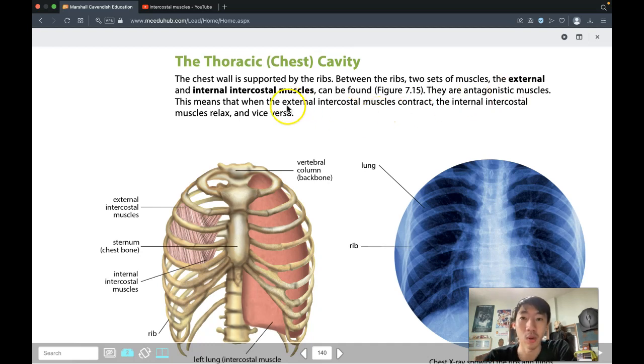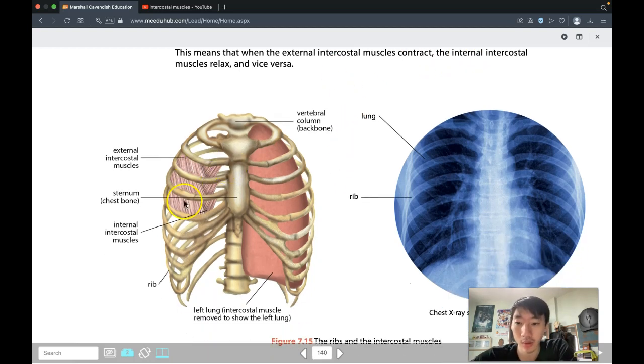Okay, so that's what they say here. When the external intercostal muscles contract, the internal intercostal muscles relax. Okay, so just remember, external is versus internal. External is opposite from internal. Let's look at a picture. So here we see the lungs surrounded by the rib cage. Okay, and all these ribs, right, have muscles in between of them. So you see this is the external intercostal muscle, and on the other behind it, right, would be the internal intercostal muscles.